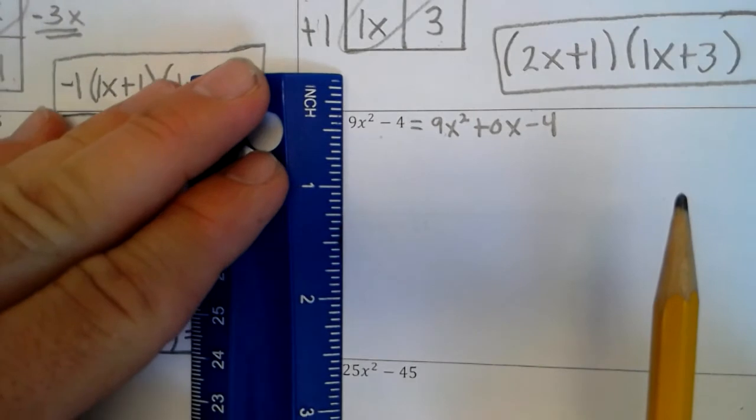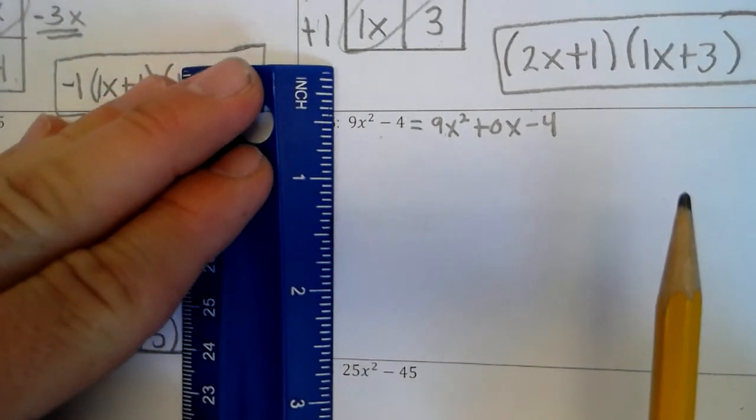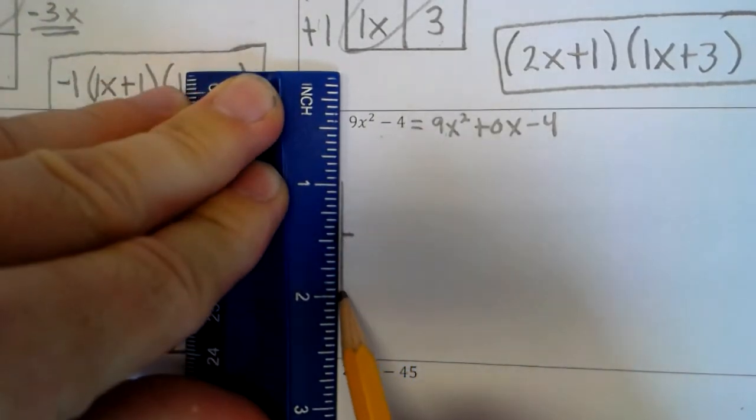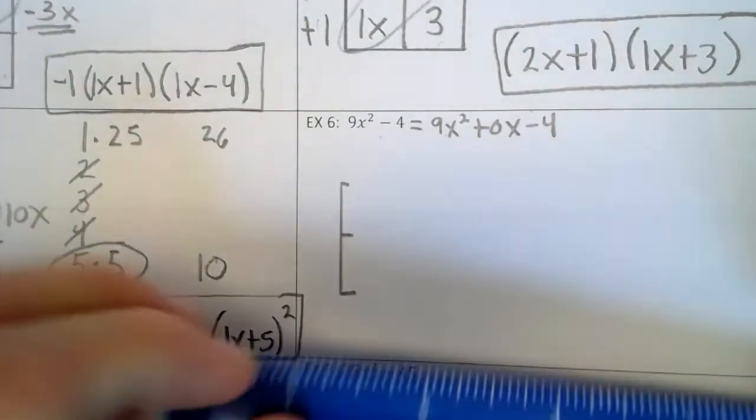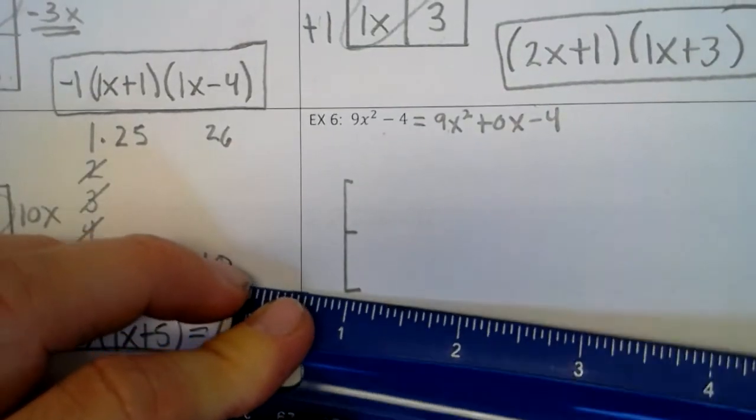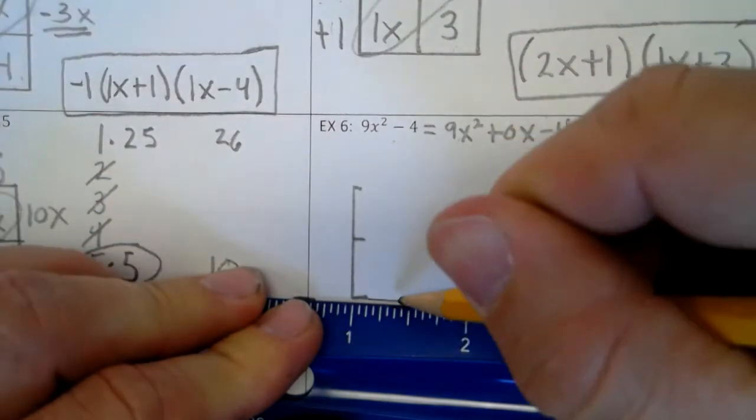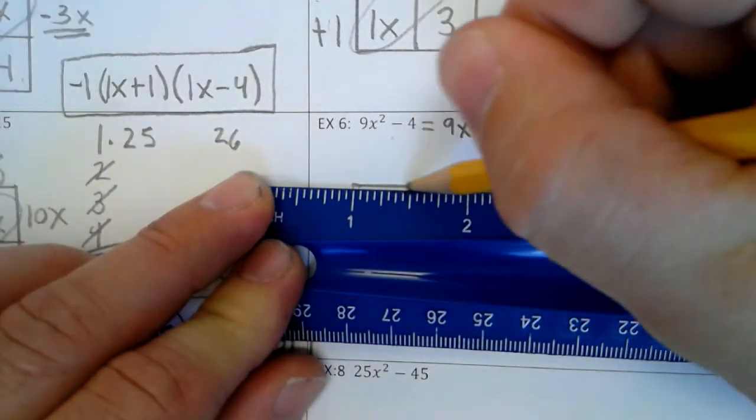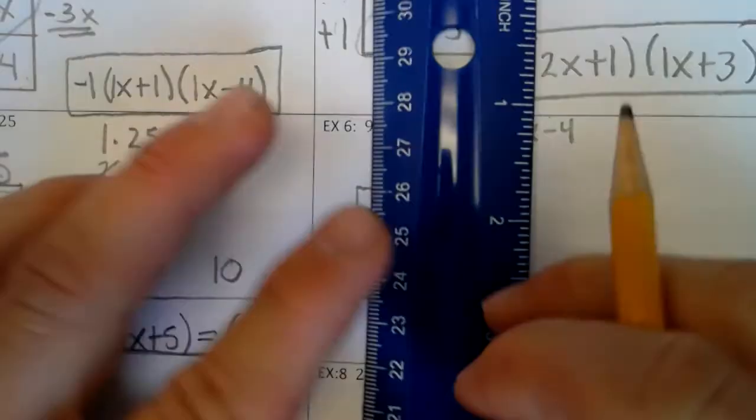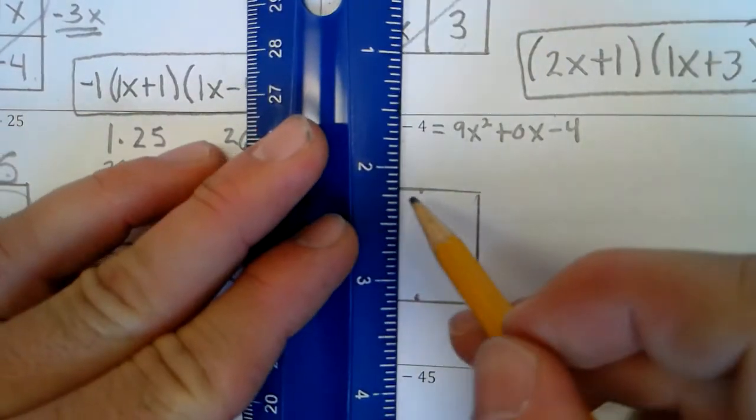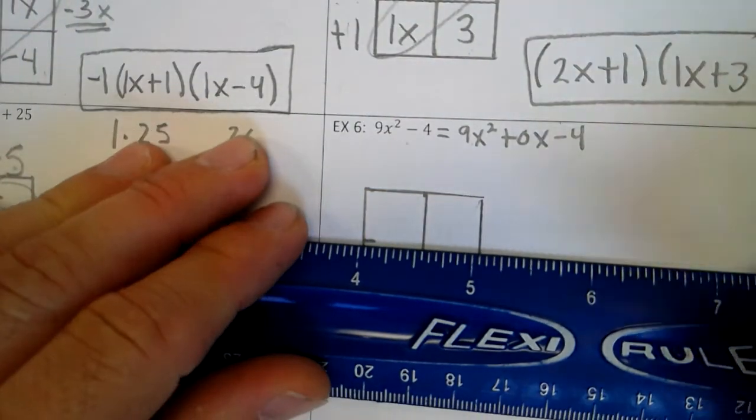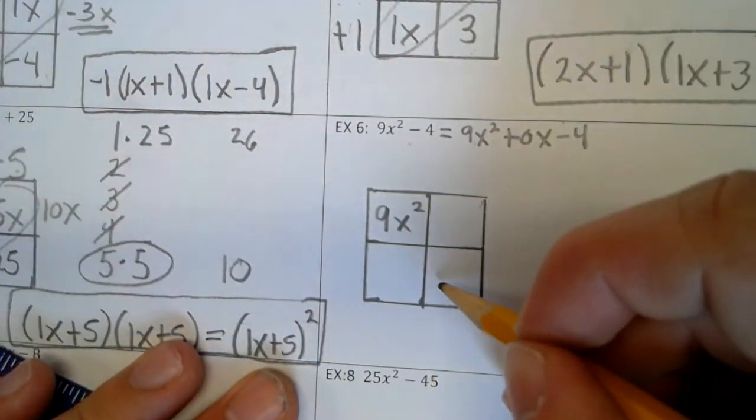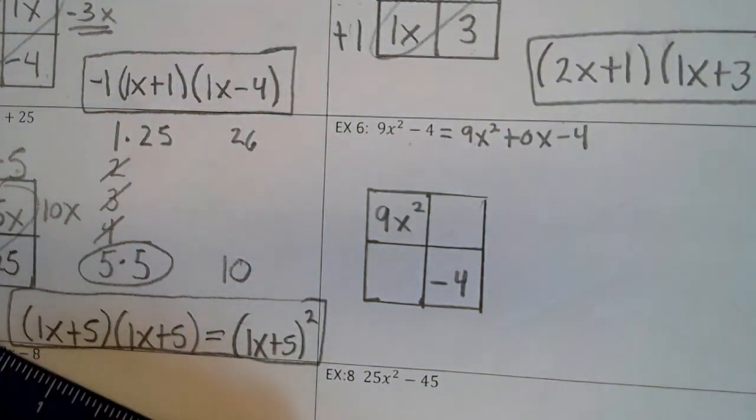Now, I think example 6 is probably the most difficult problem on the examples. Compare maybe 4 and 7, but I think this one's the more difficult. I'll show you why after I draw this box. All right, so first term, last term.